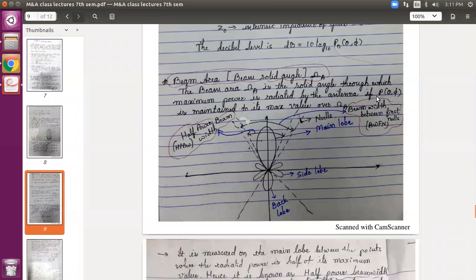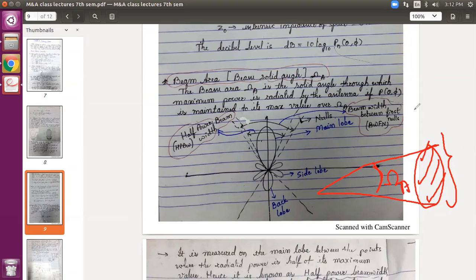If some power, say P, which is a function of theta and phi, is maintained at its maximum value. Let me just draw it here. Assume that this is the battery torch and your radiation light is coming like this. If this is your area of cross section, this particular angle, okay, we call this beam area when the power is maintained at the maximum level. This is called beam area, the word represents the area covered.